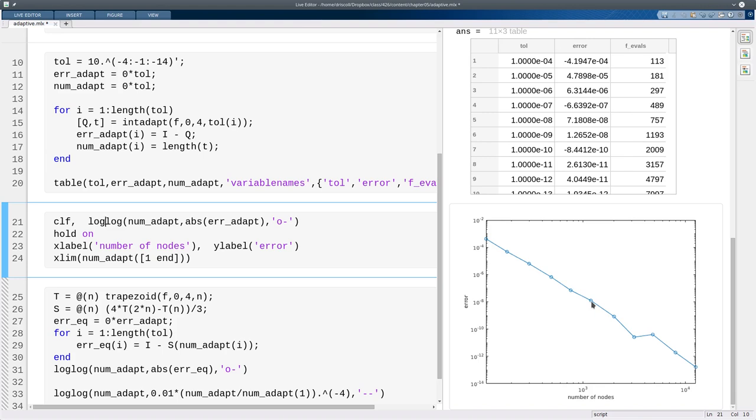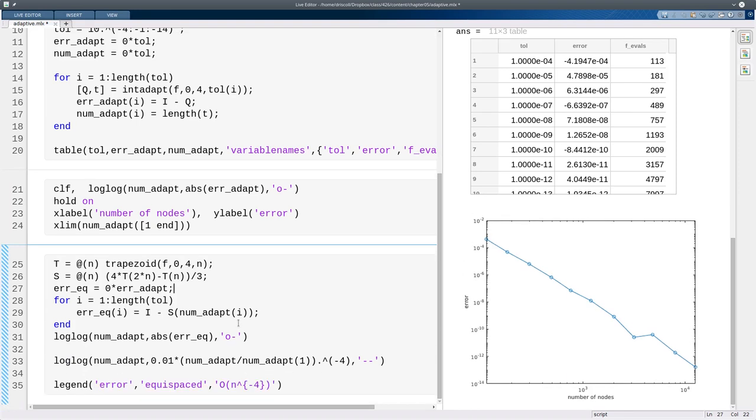If we took that same number of nodes and then just distributed the nodes equally, what we were doing before, how does that compare? So here, I'm not worried about efficiency. I just write a T and an S to do the trapezoidal rule and the Simpson's formula. And then for each of my experimental tolerances, I just evaluate the Simpson formula at the same number of nodes as the adaptive formula used. And I'll plot that for comparison.